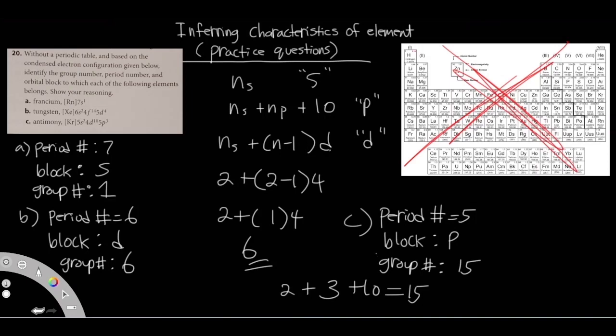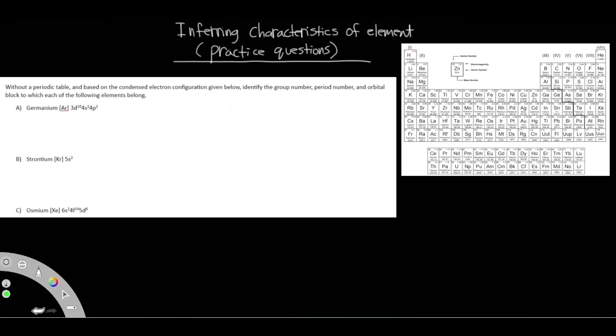That's it for that. I'm going to give you 3 more questions. I want you to give this a try on your own, and hopefully you'll be able to get them okay, and I'll show you the answers right after. All right, please try this question over here. Without a periodic table, based on the condensed electron configuration given below, identify the group number, the period number, and the orbital block. So, group number, period number, and the block.